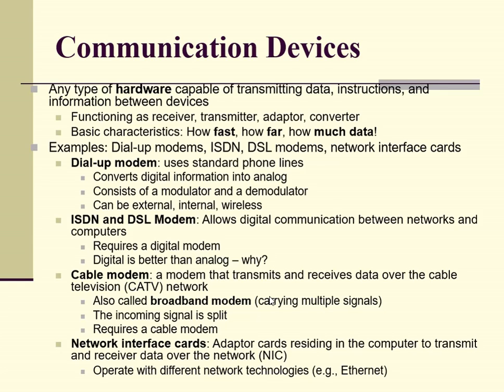Dial-up modem uses standard phone lines and converts digital information into analog. It consists of a modulator and demodulator. It can be external, internal, or wireless. Now, integrated services digital network and digital subscriber line modems allow digital communication between network and computers. It requires a digital modem. Now, cable modem, a modem that transmits and receives data over the cable television network, also called a broadband modem. The incoming signal is split, and it requires a cable modem.